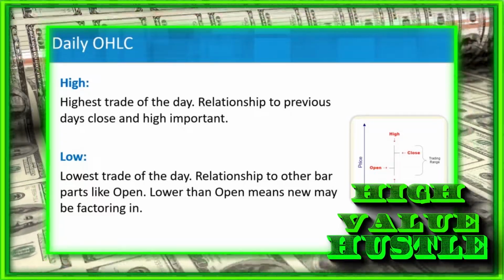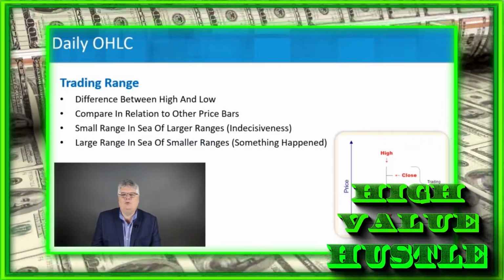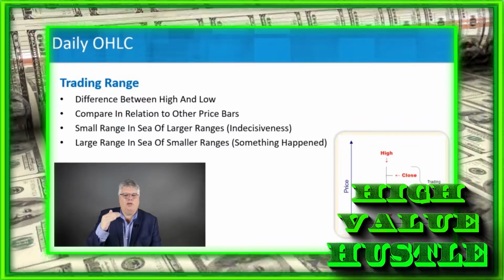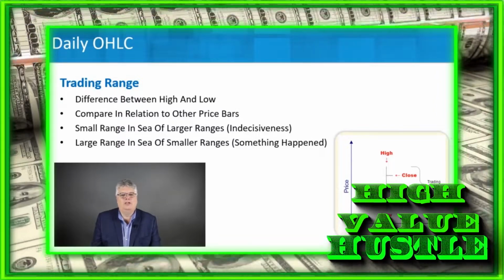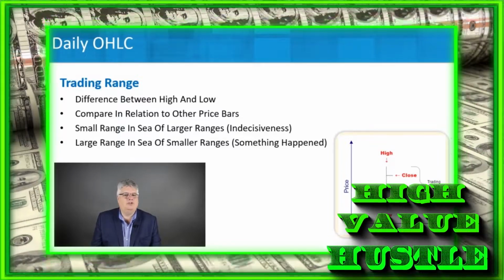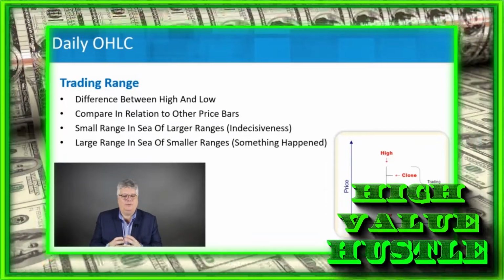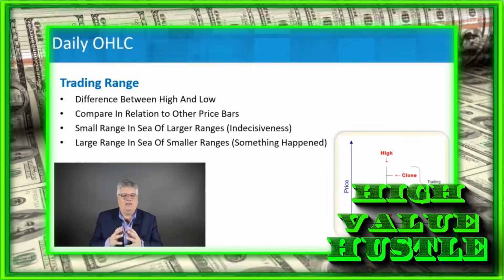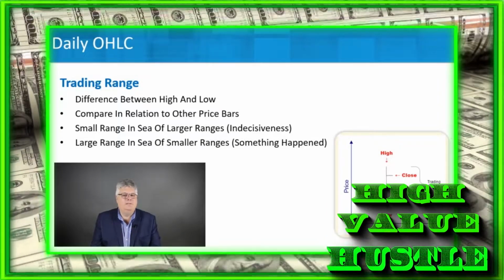So the price bar can tell you quite a bit, and that trading range can tell you quite a bit too. How big is the difference between that high and low? Is it a real short difference between the high and low, or is it a really long vertical line going up, with a wide range of prices at which things are being traded? You want to compare that in relation to other price bars that are preceding it. You can start seeing that if there's a small range in a sea of larger ranges, where all of a sudden the price bar for the most recent day shows the ranges are getting smaller, then there might be some indecisiveness happening.